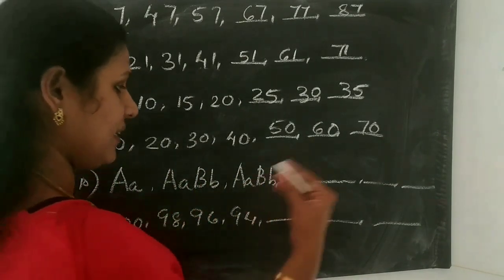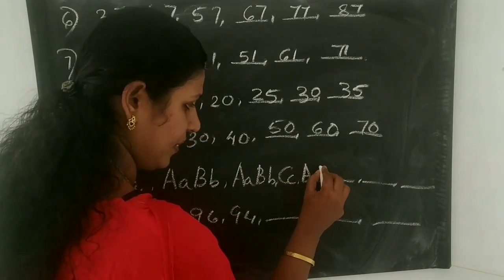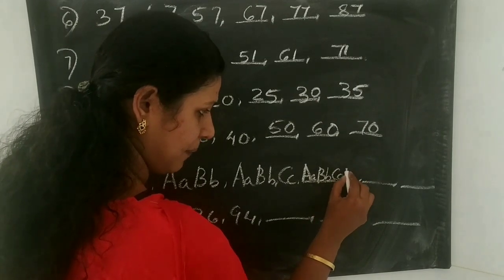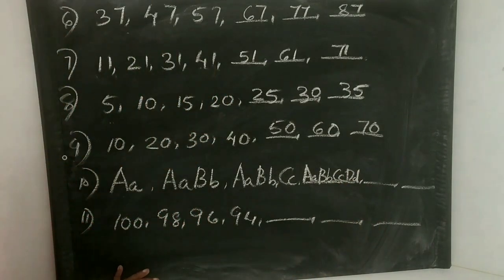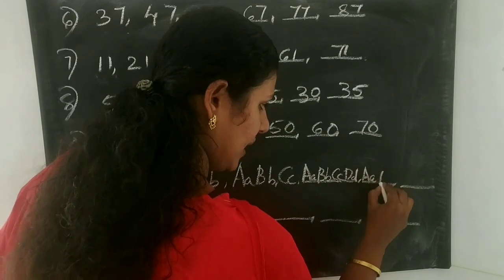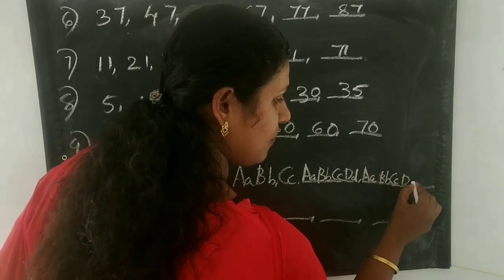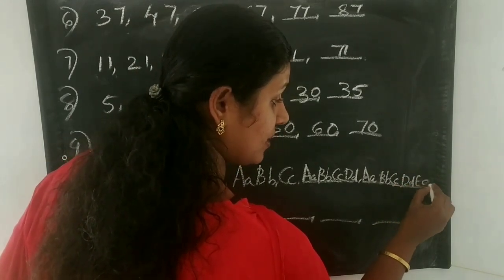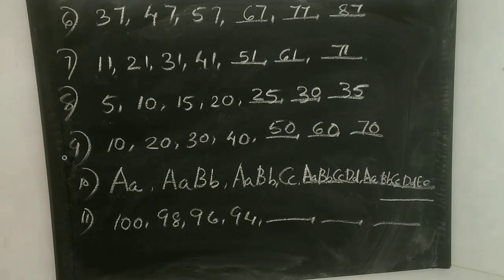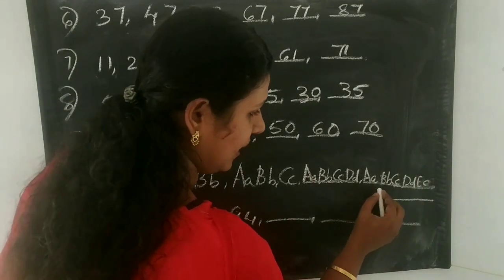The next is what? The next we need D, isn't it? That is capital letter A, small letter A, capital letter B, small letter B, capital letter C, small letter C, capital letter D, small letter D. Then the next we need capital letter E, small letter E. The next is what? It's a big word, so never make a mistake.